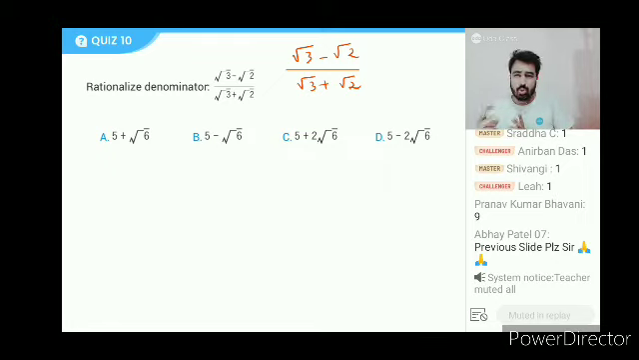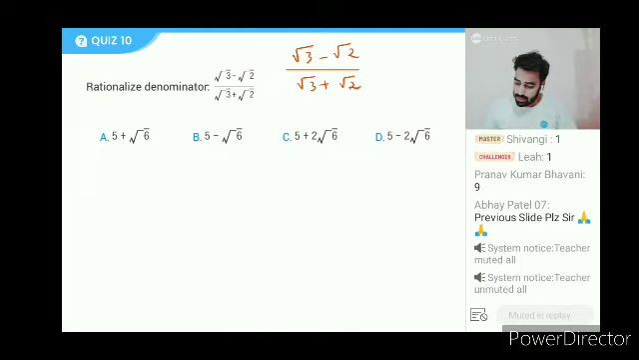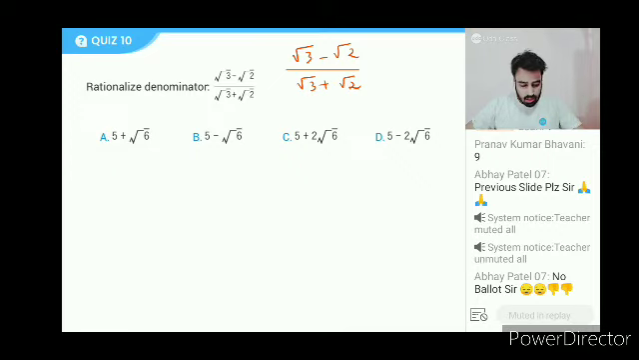I'll give you 2 minutes, 2 minutes 30 seconds. Solve it properly, solve it neatly and cleanly. चलो स्टार्ट करो. अच्छे से सॉल्व करोगे तो हो जाओगे. If you are not getting the ballot, maybe you have a problem with the network. Restart the app, you'll get it.